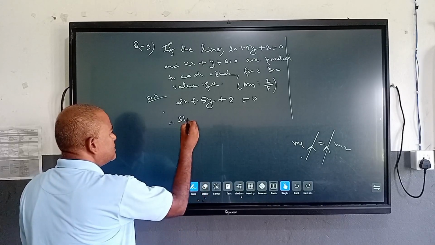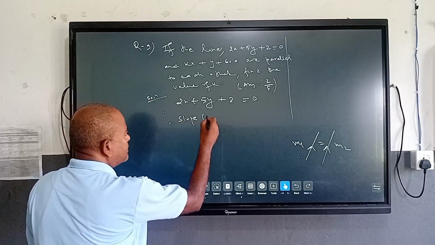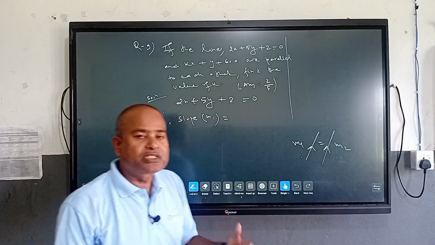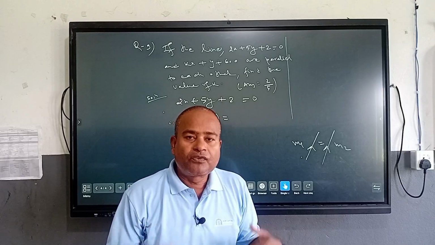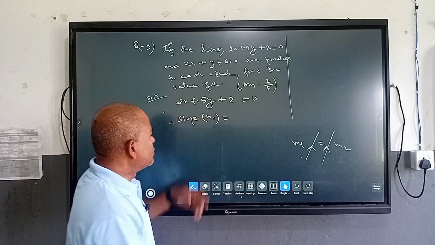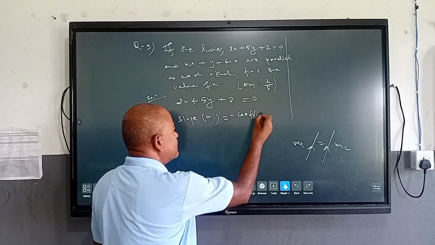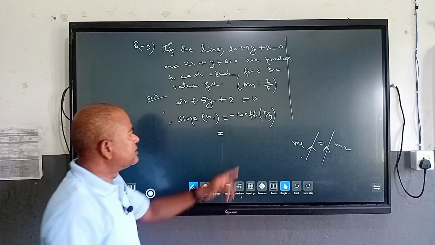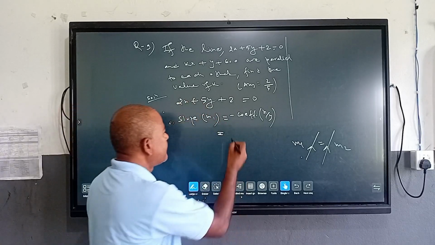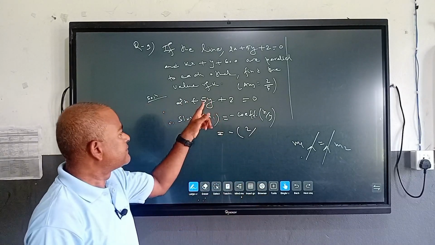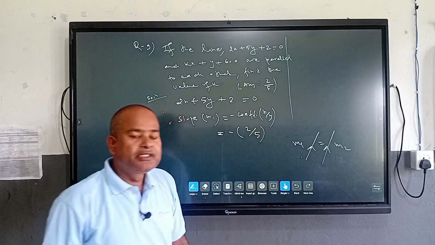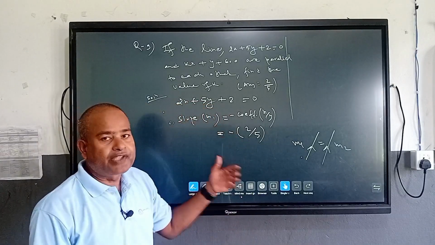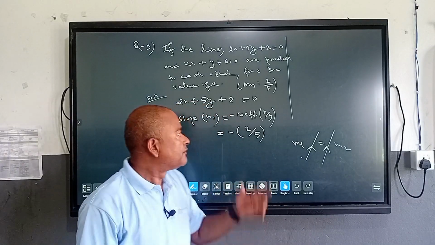Dear students, let's find out the slope of the first straight line and let's denote it by m1. So we know when the equation of a straight line is given, then the formula of slope is minus coefficient of x divided by the coefficient of y. Dear students, the coefficient of x is 2 and the coefficient of y is 5. From the first equation of a straight line, we have found the value of m1, that means the slope of the first straight line.